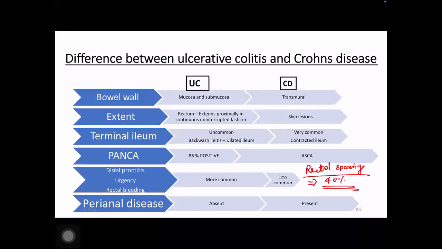Whereas in ulcerative colitis, the disease starts from the rectum and goes proximally. Whereas in Crohn's disease, 40% do not involve the rectum. Rectal sparing is 40%. Only 60% of Crohn's disease will have rectal involvement. Okay, that's the other way to interpret it.